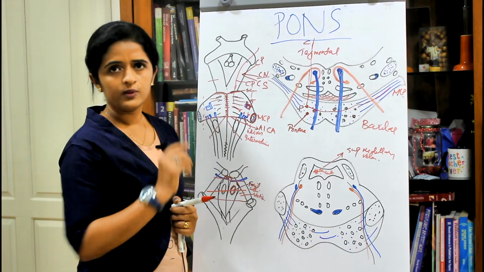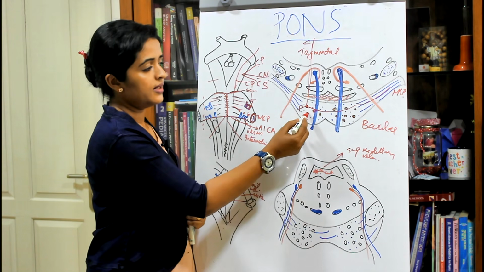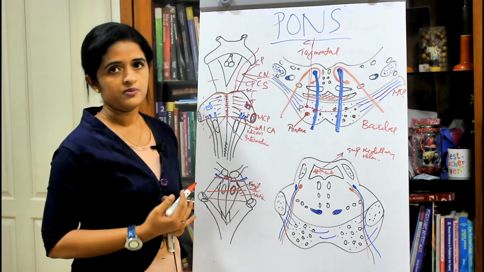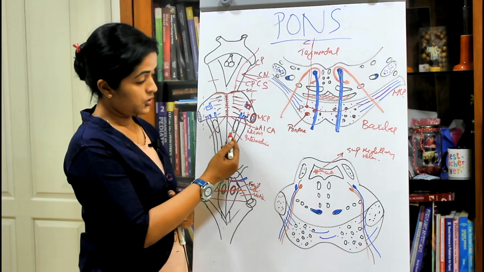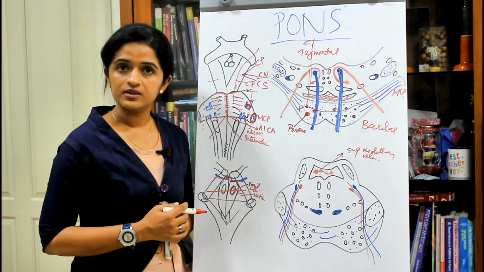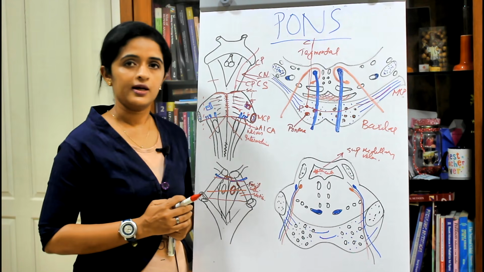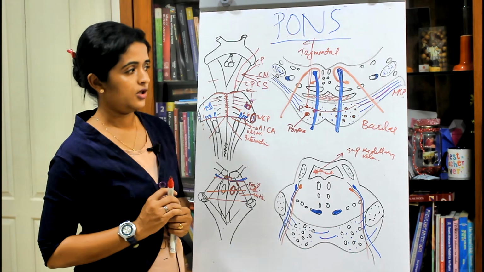I would like to add one more point. Some of the pontine nuclei have been displaced into the medulla during embryogenesis, and we have already discussed those pontine nuclei as the arcuate nuclei. Just keep that point in your mind.